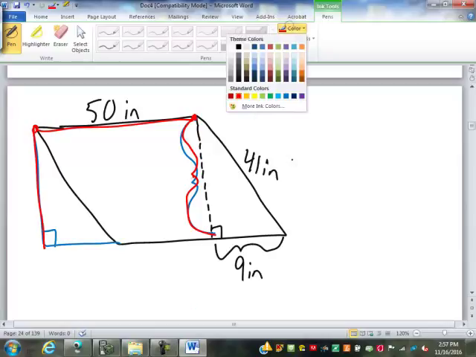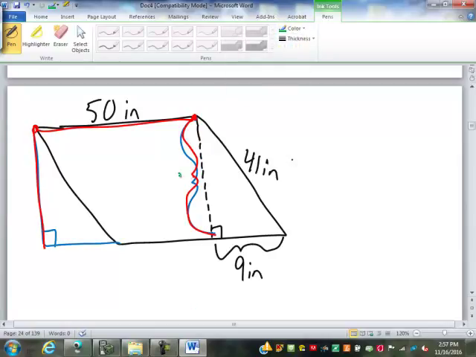So finding that height, I'll call that A. This is B. Those are my two legs. This is C. So C squared minus B squared equals A squared. Did anybody find that height?